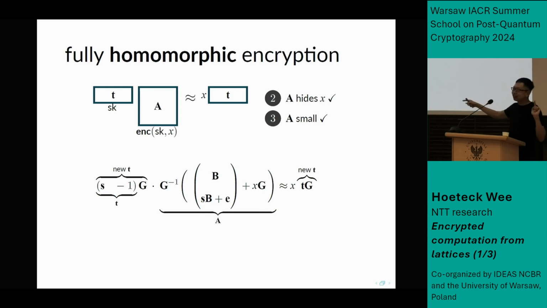Right, good. So actually it doesn't. If you want to check that this equation holds, the G and the G inverse cancel out, so you can ignore the G and the G inverse. Then the new T multiplied by the first term, which is B and SB plus E, is going to be small. And then you get the new T multiplied by X multiplied by G. So you get X times the new T. So basically, this G over here gives you that G over.